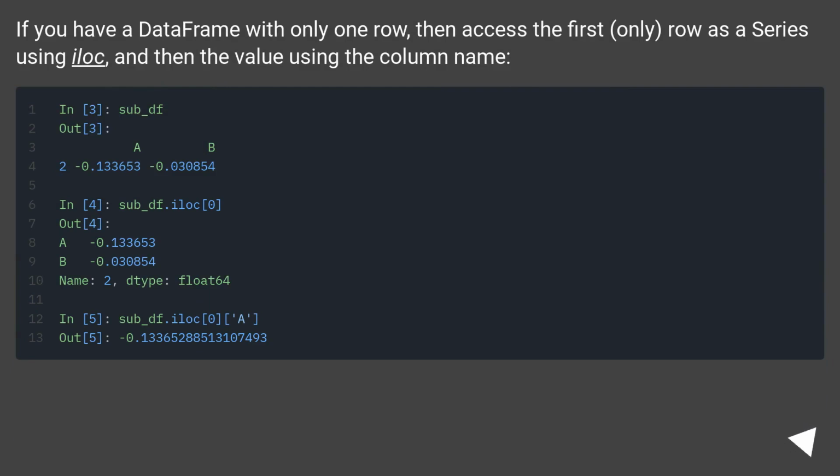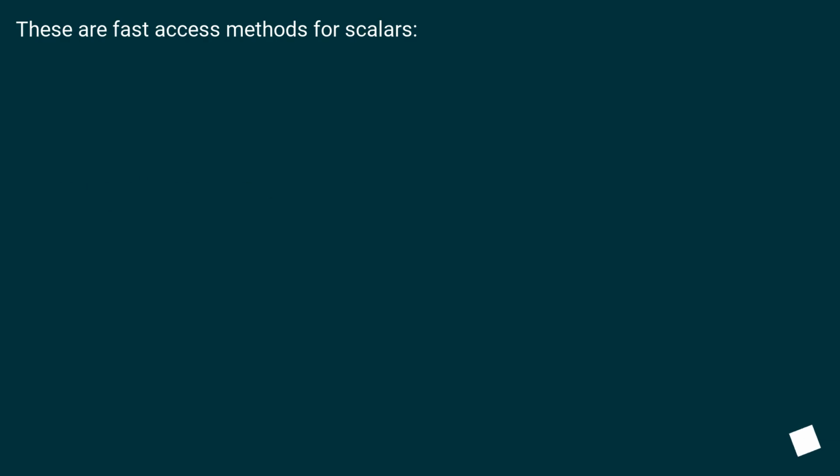If you have a data frame with only one row, then access the first, only, row as a series using iloc, and then the value using the column name. These are fast access methods for scalars.